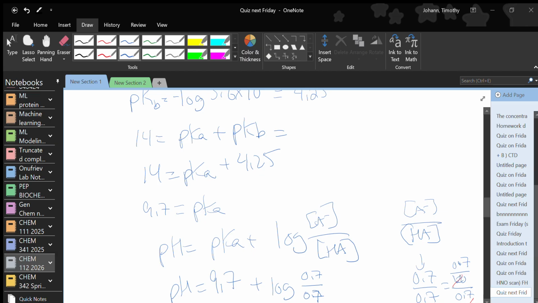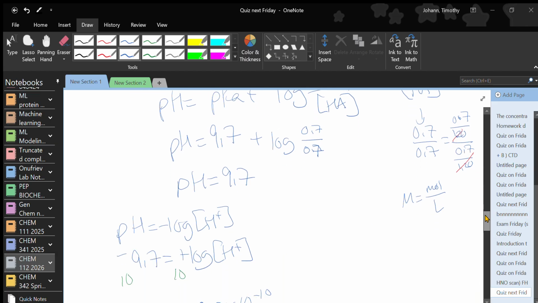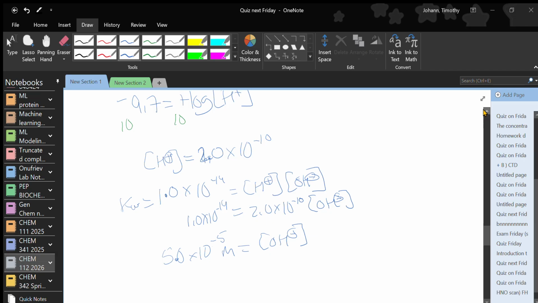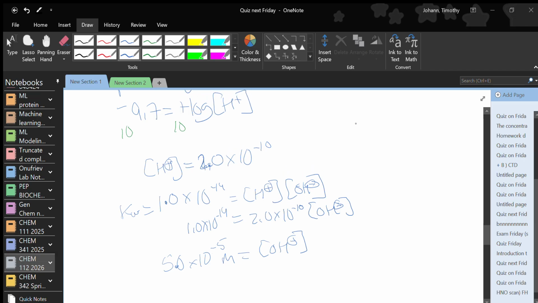Okay. So did you guys hear that comment there? I dropped a sig fig here, and I should not have done that. The 2.0 times 10 to the 10, is that from where you got 10 to the negative 9.7? Yes. Sometimes my calculator is messed up. Other questions?